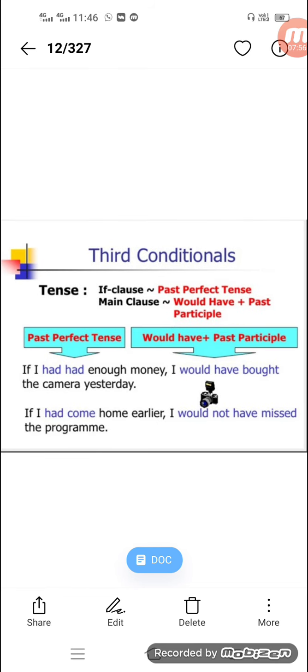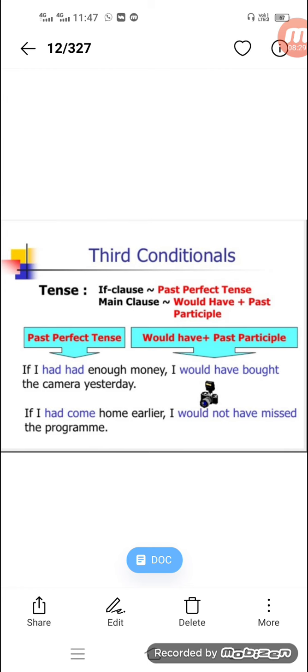Now let us see the third conditional. If clause should be in past perfect, main clause should be in would have plus past participle. This condition should be impossible. We cannot fulfill the condition in these sentences. If I had enough money, I would have bought the camera yesterday. This shows the impossibility of the condition.